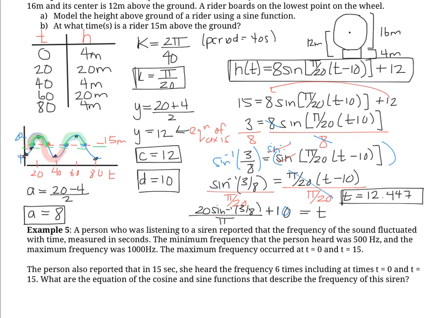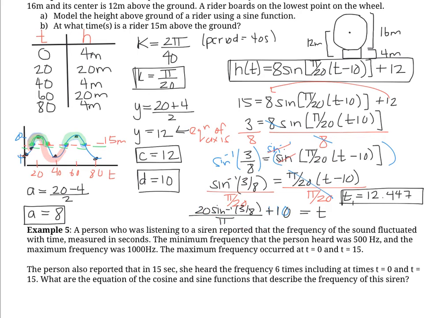Well, according to our graph, we should have gotten 2 t values. I said that one would be somewhere in between 0 and 20. That's this guy. But why aren't I getting this value? This is just t1. Where do you get t2 from?